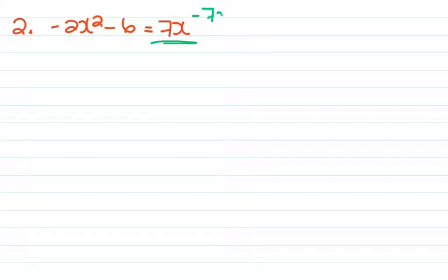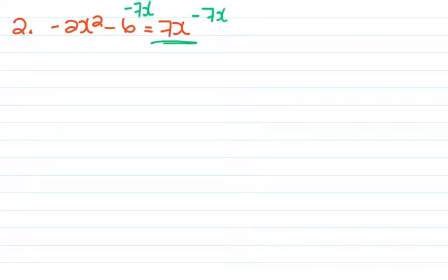Number 2, -2x squared minus 6 equals 7x. Okay, so this one's a little bit different because now we have something on the right side that's not a 0, it's a 7x. So we need to move everything over to one side before we can do anything else so that the whole thing equals 0. So in order to move the 7x over, we need to subtract 7x from both sides.